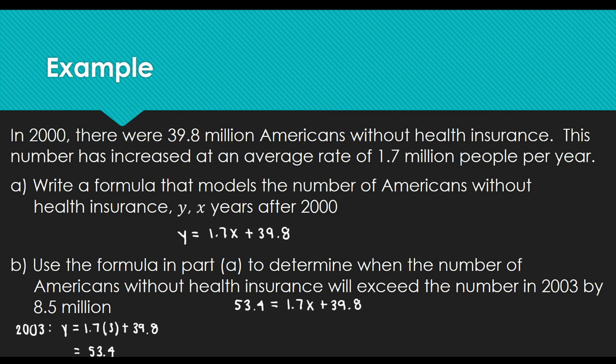Okay, so now that's going to help us out. So I'm going to start by subtracting the 39.8. That's going to subtract and give us 13.6. And then I'll divide both sides by the 1.7. And so then that gives me a value of X to be 8. Okay, so that's how many years it's going to exceed the number in 2003 by this 8.5. So we are going to then add that on to the year that we're talking about, which was 2000. So 2000 plus 8 would be 2008.